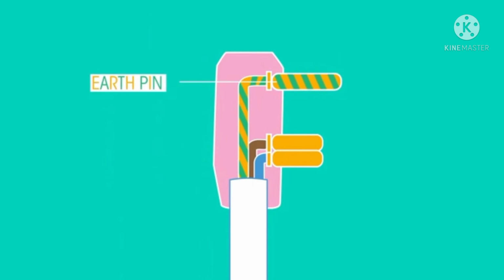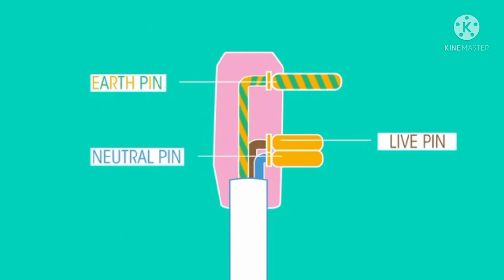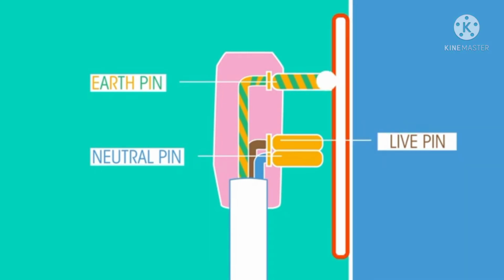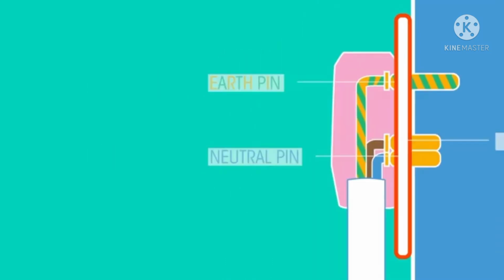The earth pin on the plug is longer than the neutral and live pins. Therefore, whenever we plug in the plug, the earth pin always connects to the socket first, providing earthing safety.